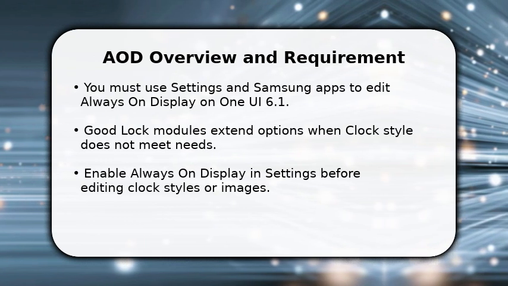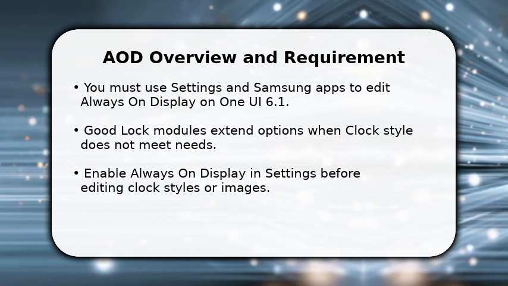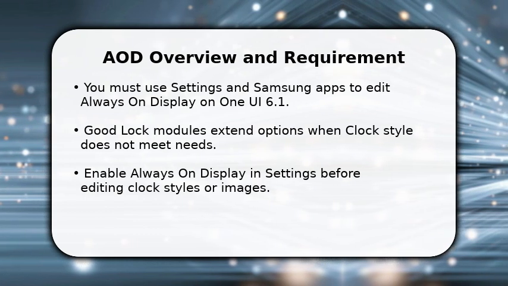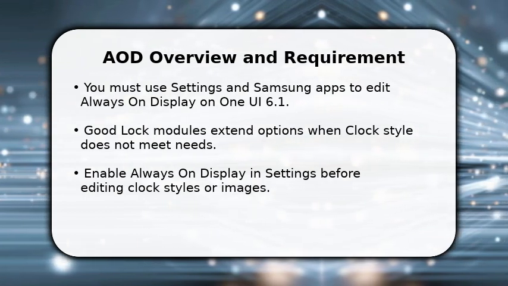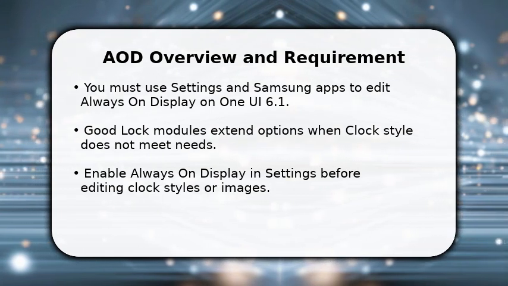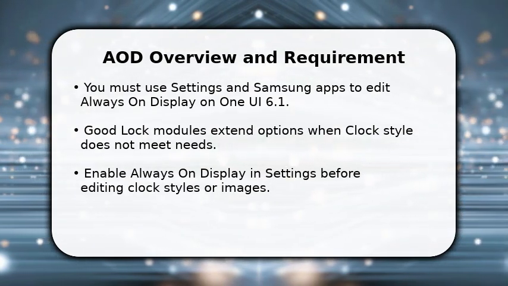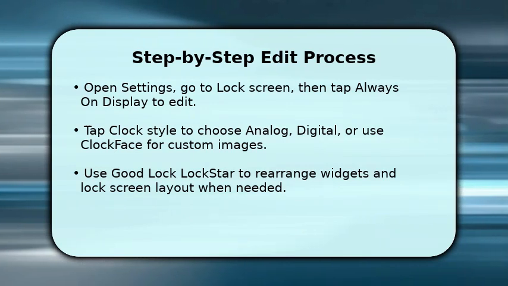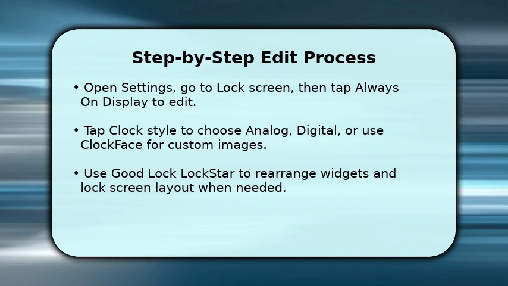If you need more customization, install Samsung Clock Face or Good Lock modules from the Galaxy Store. Those apps provide extra clock styles and layout controls that the basic settings do not expose on many devices. Open Settings, tap Lock Screen, and select Always on Display to begin editing. Tap Clock Style to pick analog or digital templates and change color.